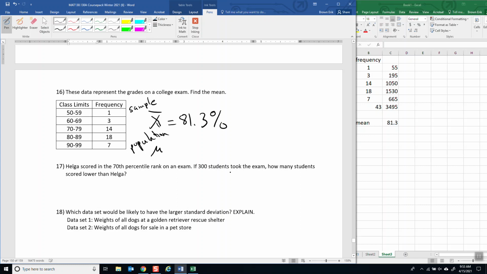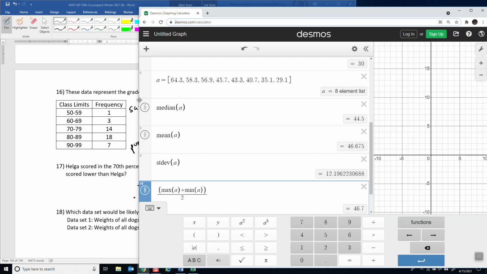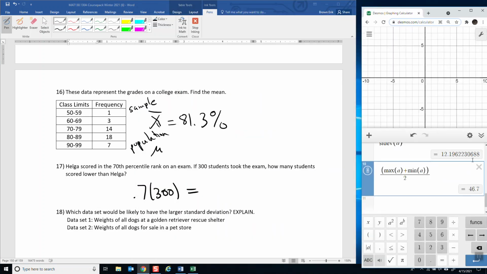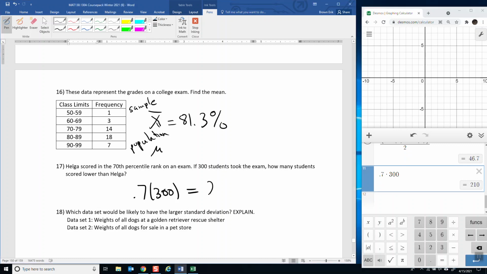All right. So Helga scored in the 70th percentile rank on an exam. If 300 students took the exam, how many students scored lower than Helga? Well, that 70th percentile means she is at or above 70% of all students. So we just have to calculate what's 70% of 300. And I guess I could probably do that in my head, but I won't try. 0.7 times 300 is 210 students scored lower.